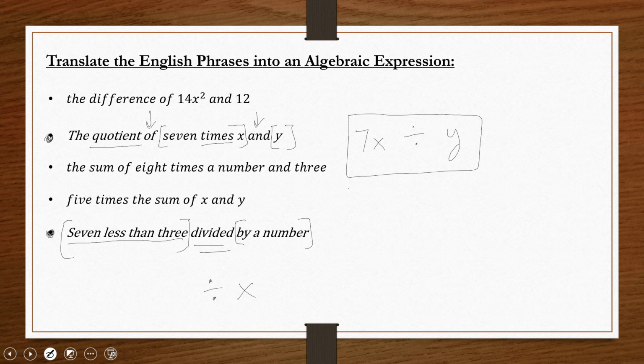So 7 less than 3, again, I told you is a turnabout phrase. That means we have 3, and we take away 7 from that. Now, since 7 less than 3 divided by a number is somewhat vague, it's unclear whether we have the entire phrase 3 minus 7 being divided by x, or if one of the two digits there is being divided by x. This is another one of the ambiguities of English.